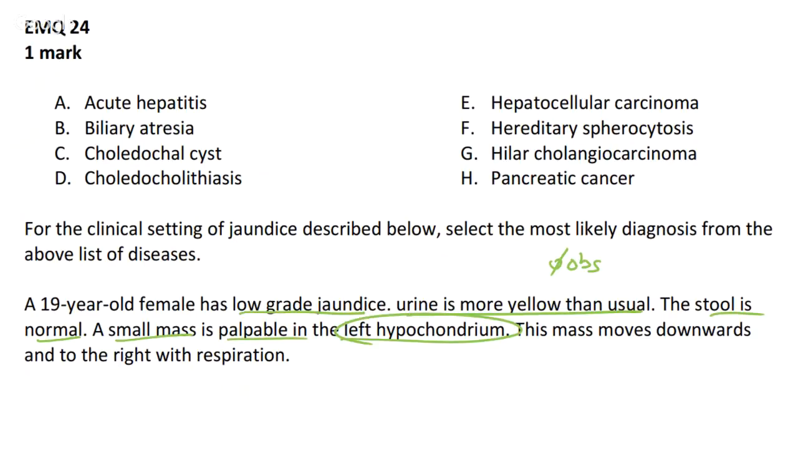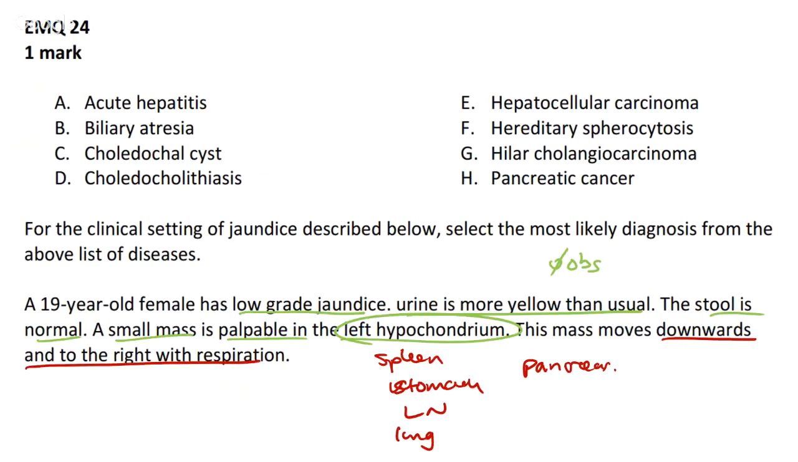What do we have in the left hypochondrium? Spleen. What else? Kidney. Not kidney. Yeah, stomach. What else? Lymph nodes. What else? Yeah, lung, potentially, if it's extending down far enough. That's a pretty reasonable list. We might also put pancreas there. Okay. So the mass moves downwards and to the right with respiration.